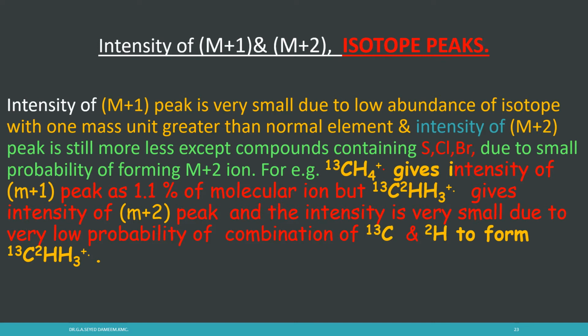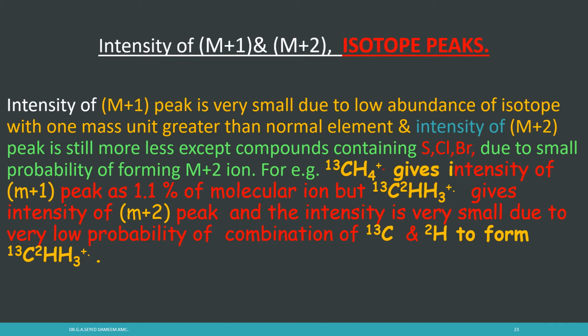So the M plus 1 peak intensity is very small, but the intensity of the M plus 2 peak is still much less, except in compounds containing sulfur, chlorine, and bromine. These elements exist as isotopes in larger percentages, so they give isotope peaks where the M plus 2 peak intensity is somewhat higher. Already we have discussed the intensity of M plus 2 peaks for compounds containing sulfur, chlorine, and bromine. But for compounds containing other elements, the M plus 2 peak intensity is very small.